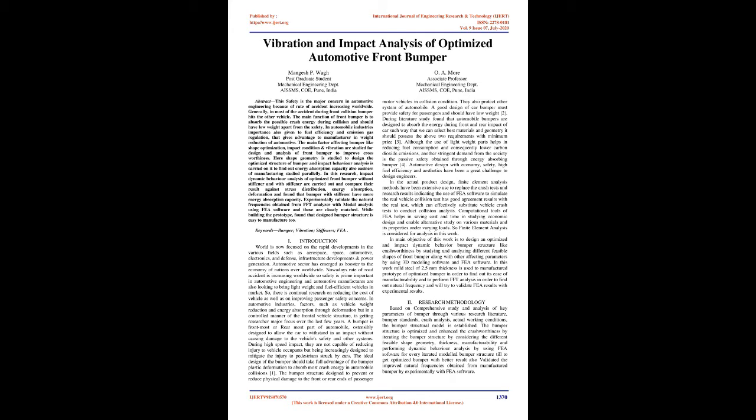The main factors affecting the bumper, like shape optimization, impact condition and vibration, are studied for design and analysis of the front bumper to improve crashworthiness. Here shape geometry is studied to design the optimized structure of the bumper, and impact behavior analysis is carried out on it to find out energy absorption capacity. Ease of manufacturing is also studied in parallel.